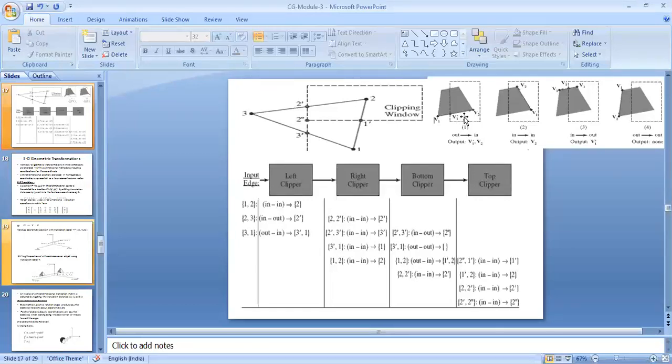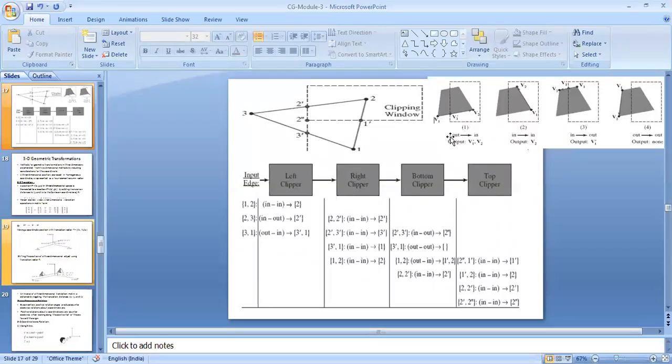When this is the scenario where I am moving from outside to the inside of the clipping window, what I will consider is, obviously, this v1 I don't require, because this is outside the clipping window. So I consider only v1 dash and v2. So if there is any edge which is moving from outside of the clipping window to the inside of the clipping window.